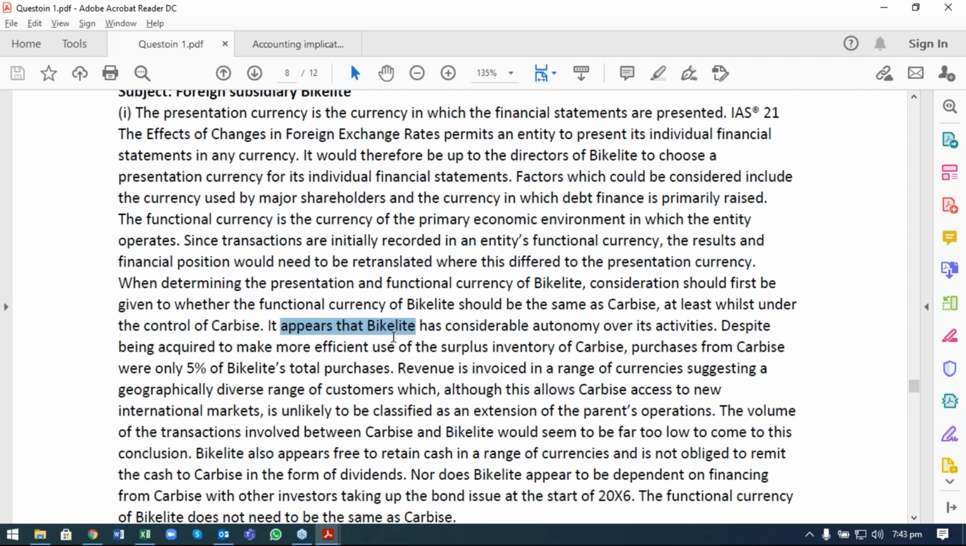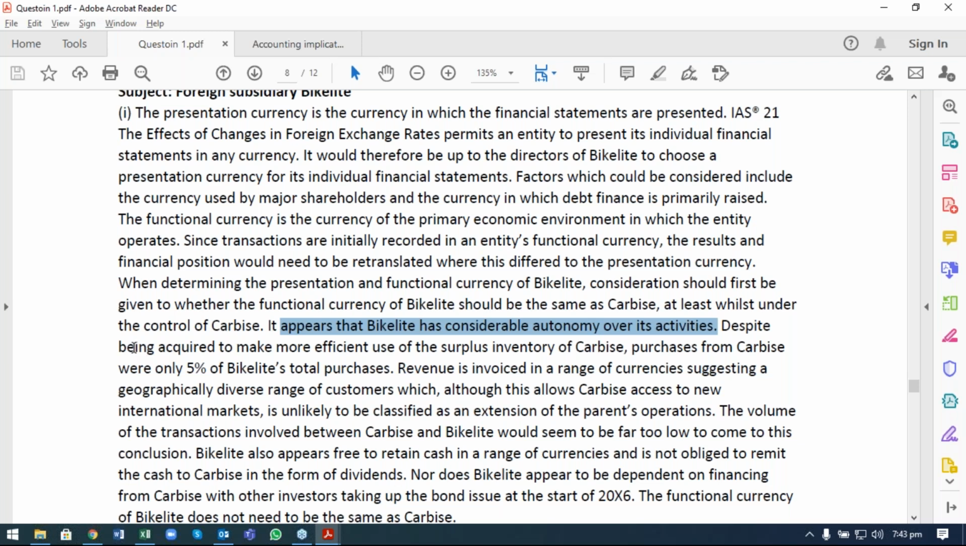So it appears that Backlight has considerable autonomy over its activities. It's not depending upon the parent company, it's not getting dictations from its parent company on how the operation should be run. So that simply means that Backlight is not bound to use the parent currency as its functional currency or presentation currency.